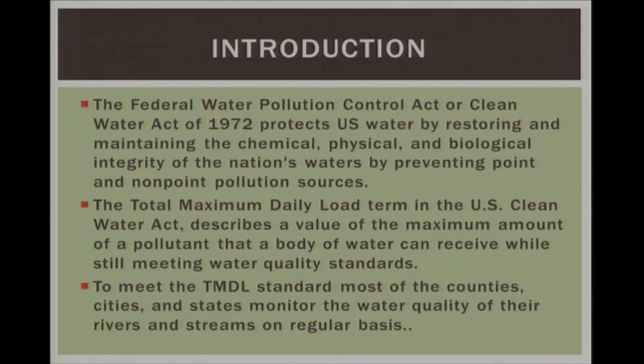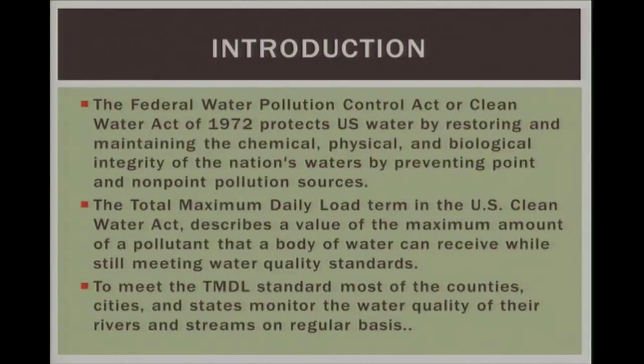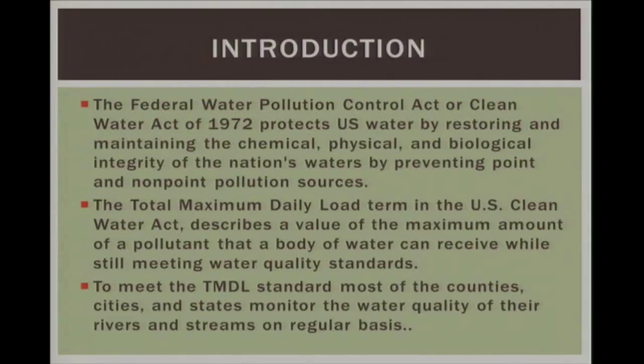The second point: the United States has a scheme called Total Maximum Daily Load, the TMDL scheme. TMDL means it allows a maximum amount of pollutant that a body of water can receive while still meeting water quality needs. So there is a limitation on the amount of phosphorus, nitrogen, and other pollutants in water. If that amount is exceeded, then it is called an impaired stream. And that is determined through TMDL.